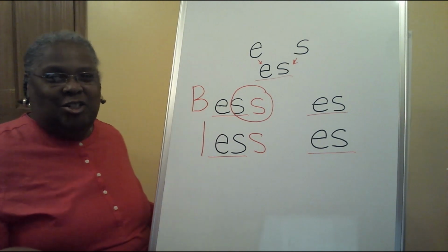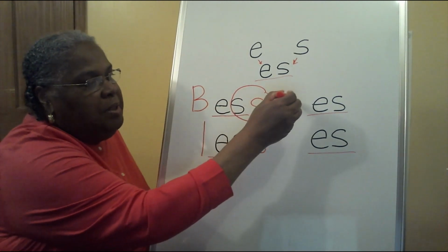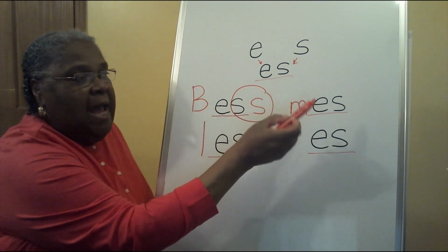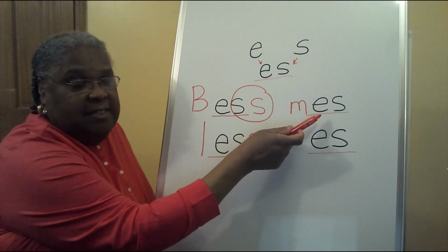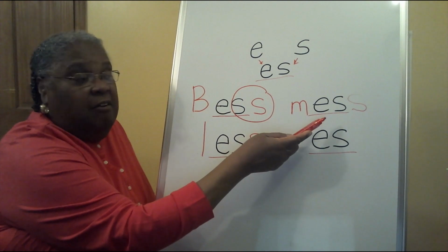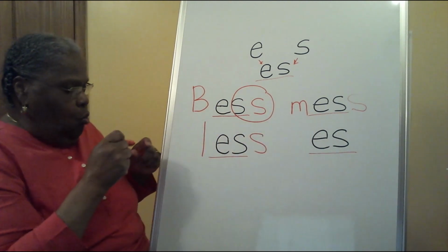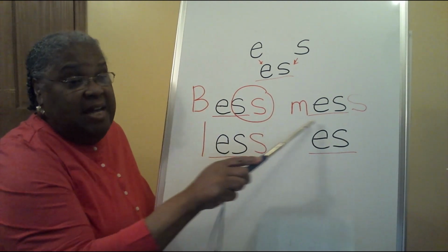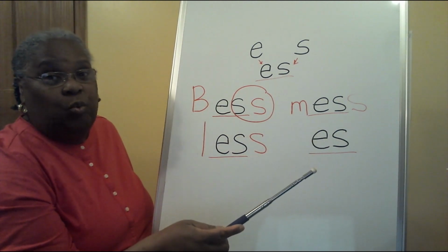Less. Great job. When we put the letter M at the beginning of the blend S, and we put the letter S at the end of the blend S, we form the word mess. Let us sound out the word together.